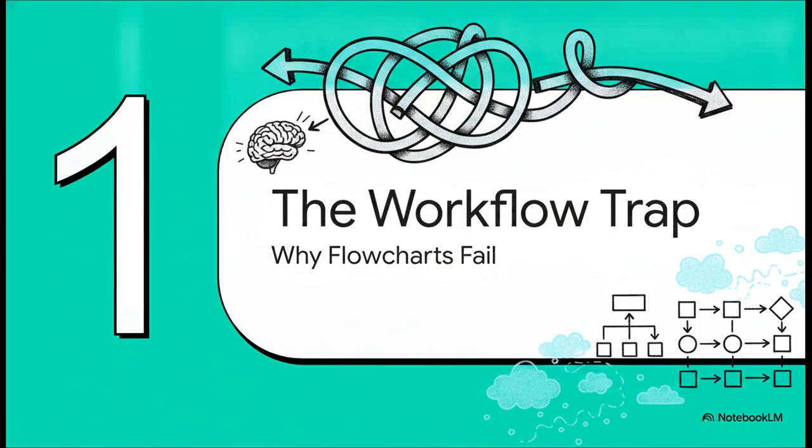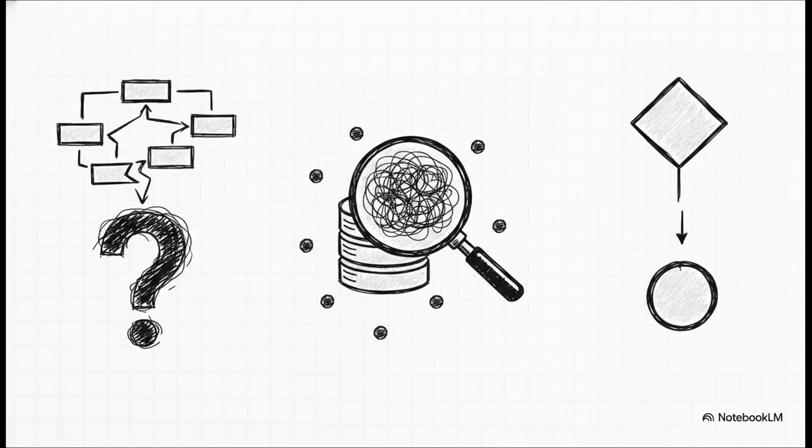Section 1, the traditional workflow trap. Why BPMN and flowcharts fail AI. When organizations actually try to force probabilistic AI into that deterministic traditional IT box, three very distinct failure modes pop up. First, we get sequence without meaning. The AI learns exactly what step comes next, but has no idea why, which effectively hides the actual purpose behind the process.